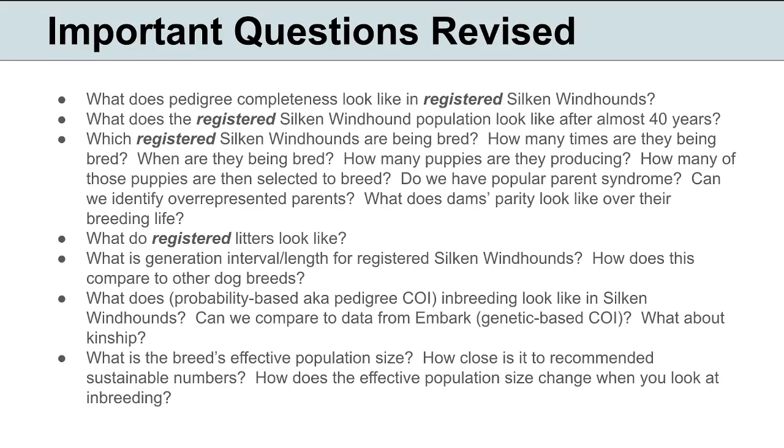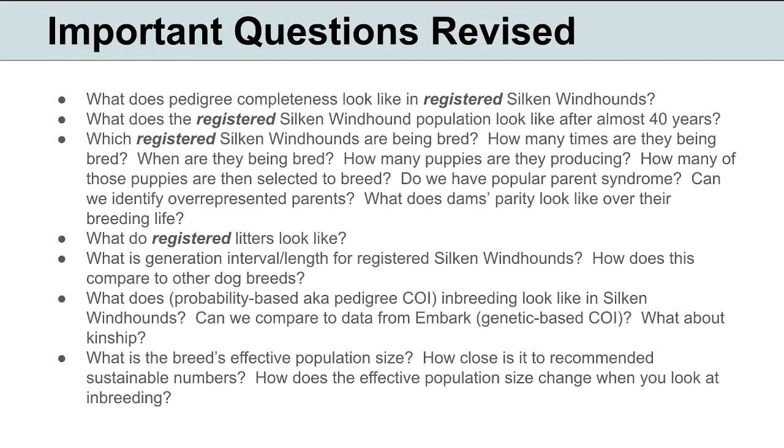What does a dam's parity look like over their breeding life? What do registered litters look like? What's the generation interval for registered Silken Windhounds? How does this compare to other dog breeds? What does probability-based COI in breeding look like in Silken Windhounds? Can we compare this data to Embark, which is genetic-based?